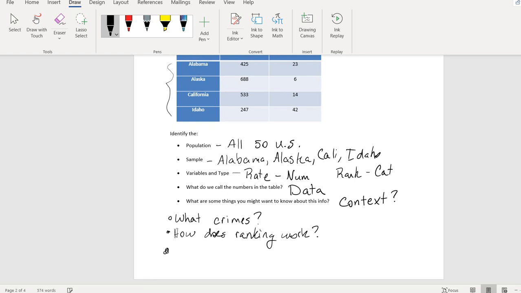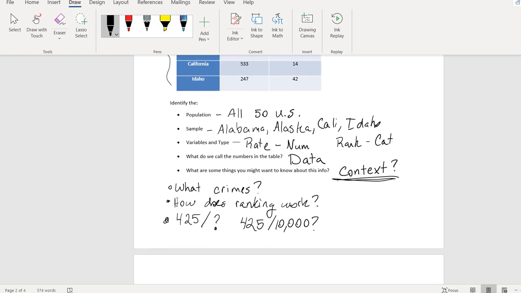The other thing is that it says it's a rate. So it's 425 out of how many citizens? Is it that there's going to be 425 crimes per 10,000 citizens? A million? Okay. And there's a plethora of other questions we can ask. I'm sure you guys are going to come up with some great ones, but this is just to get us started. So what else might we want to know? We want to know some more context.